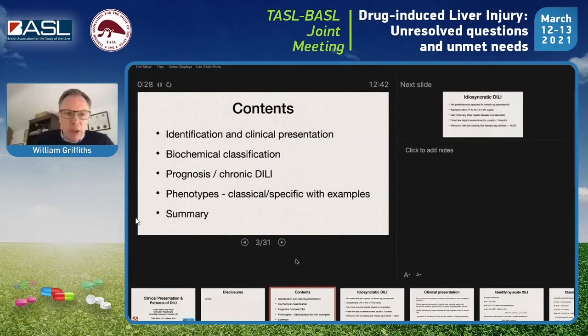The content of my talk, I'm going to talk about identification of acute DILI and clinical presentation, the biochemical classification. Some of this has been touched on already. A little bit about prognosis in terms of severity of DILI and also in chronic DILI. And then I'm going to talk about some more specific phenotypes with a few case examples. Some of the phenotypes are coming up later in the meeting specifically, so I'm not going to touch on those, and then summarize at the end.